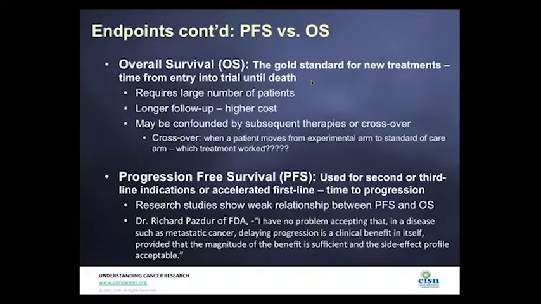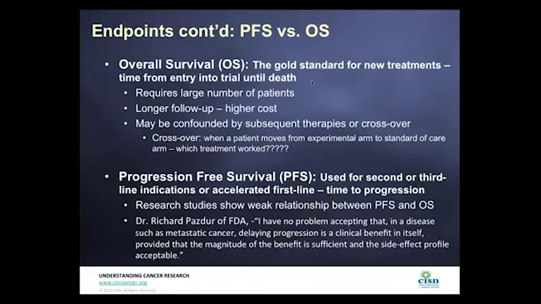The problem is that it requires a large number of patients. You need lots of people to measure this statistically. You need a longer follow-up, because you have to follow them all the way through. And remember, breast cancer is a really slow-growing disease. So this takes a lot of money. So measuring overall survival, lots of people, a long follow-up, a higher cost, but it is the gold standard, and it is what we absolutely want.